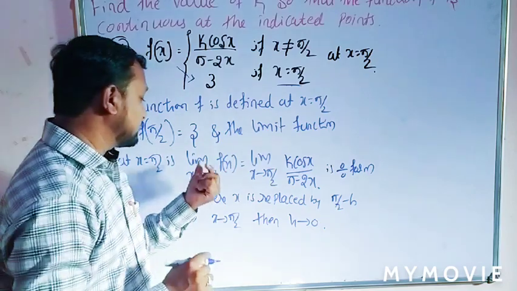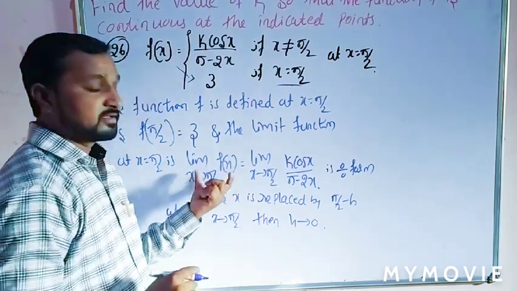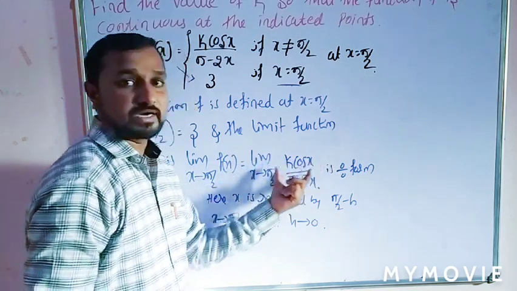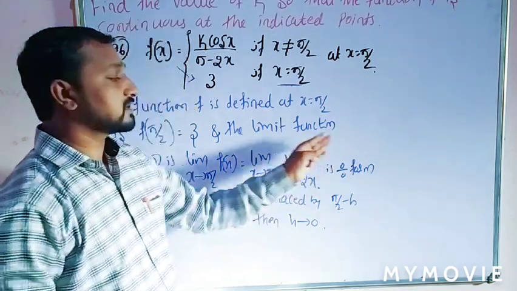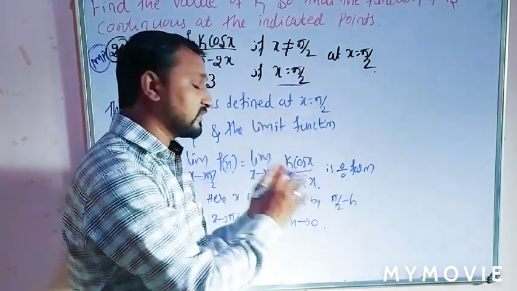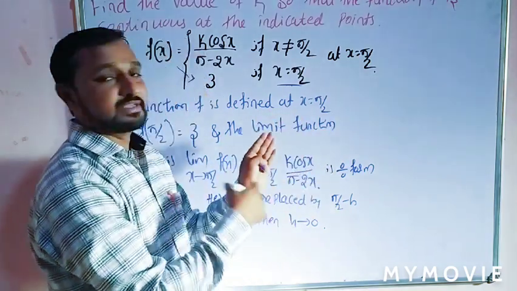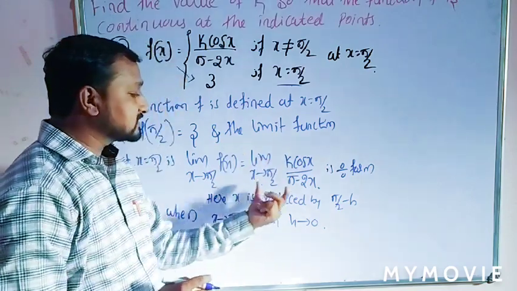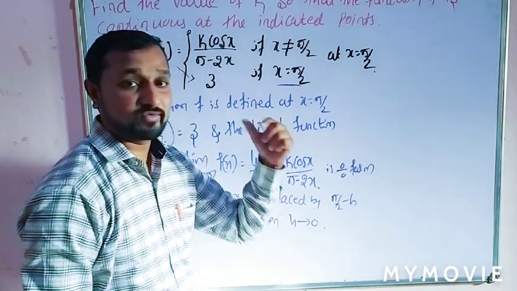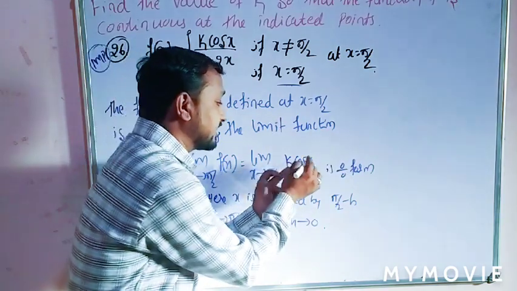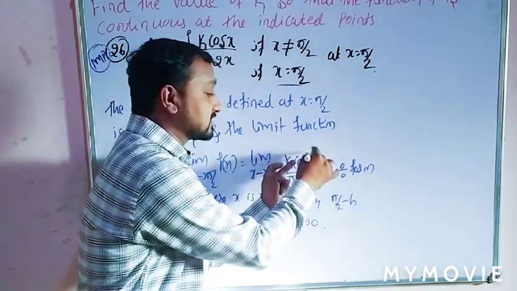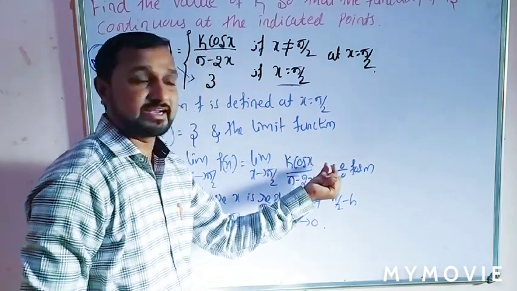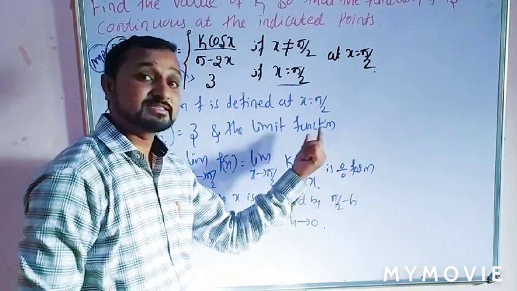Very simple. See that. Limit of f of x as x tends to pi by 2, that is k cos x divided by pi minus 2x. Here this is a 0 by 0 form, that is an indeterminate form. So in indeterminate form, we separately solve numerator and denominator. Here x is replaced by pi by 2 minus h. So cos of x becomes cos of pi by 2 minus h, that is cos of 90 minus h, which is sin h.